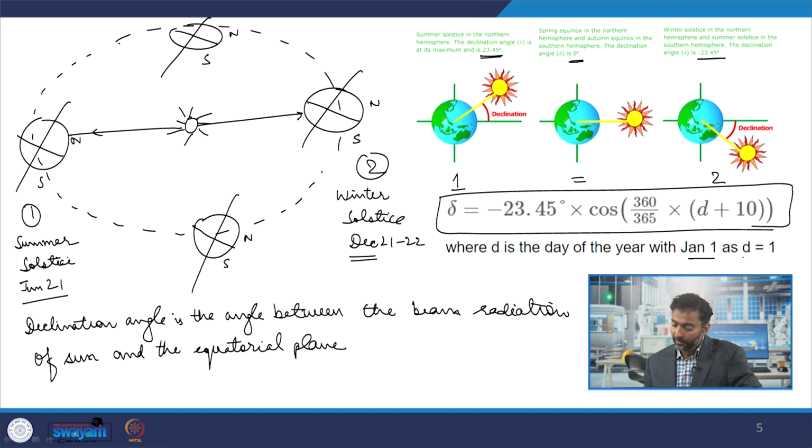So January 1 will be d equal to 1 and December 31st will be d equal to 365, and any day in between you can calculate the d value. And now also it should be very clear, it was implicit in the explanations also, but especially looking at the equation, it should be very clear to you that declination angle is a global angle. It does not change with the location. So for the entire planet there is just one declination value on a given day. It only changes with respect to the day of the year.